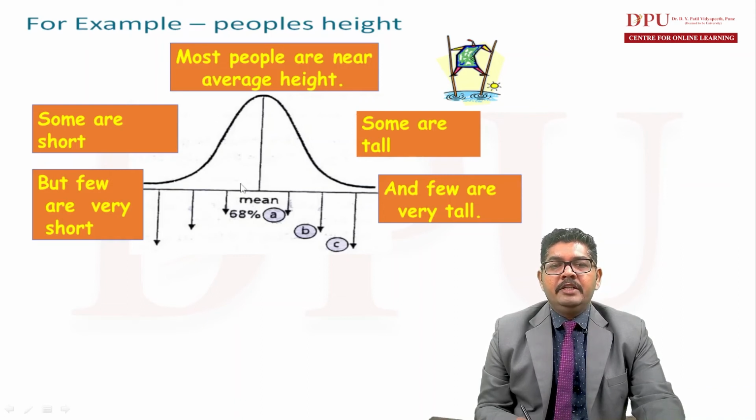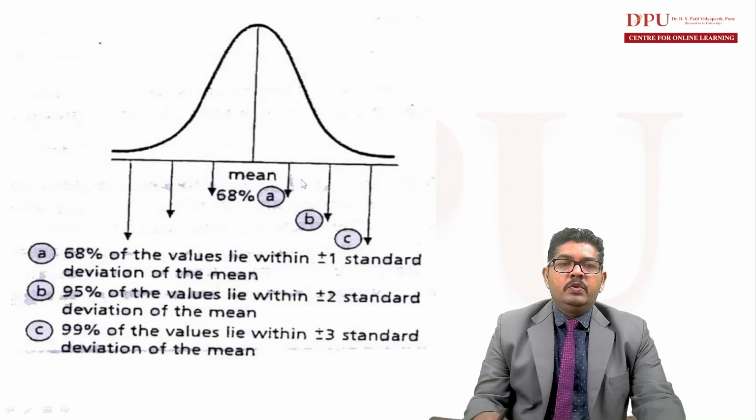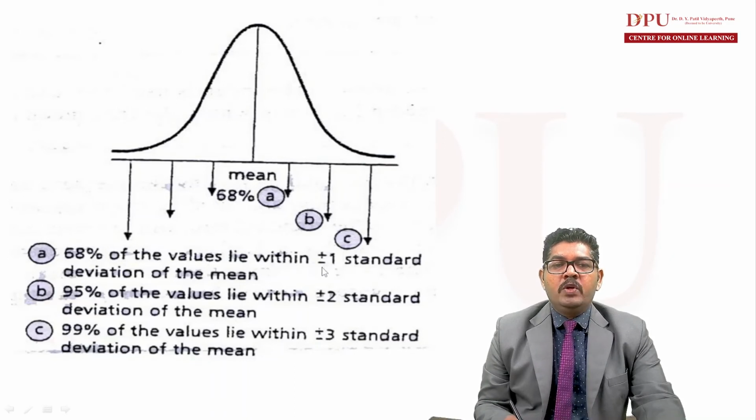So there is a 68% chance that if we take a deviation of 1 sigma, 1 standard deviation from the mean, 68% of the observations will fall in this particular range. So 68% of the values lie within a range of plus minus 1 standard deviation from the mean. 95% of the observations lie within the range of plus minus 2 standard deviations from the mean, and 99.97% of the values lie within the range x bar plus minus 3 sigma.